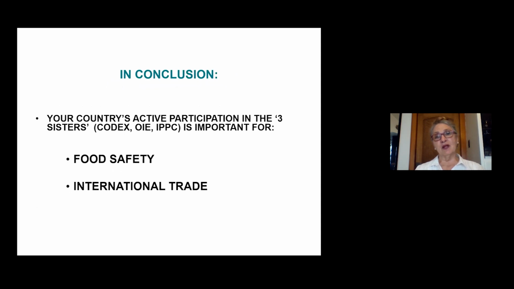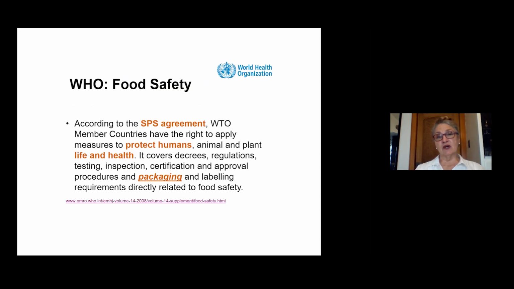So in conclusion, your country's active participation in the three sisters is important for food safety and for international trade. The WTO says, according to the SPS agreement, members have the right to apply measures to protect human, animal, and plant life and health. It covers decrees, regulations, testing, inspections, certifications, approval procedures, and packaging, as well as labeling requirements directly related to food safety.